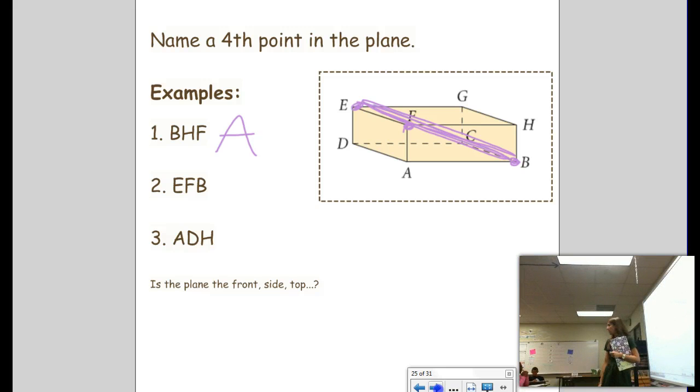So what's the fourth point? Do you see? C. It's C. Yeah, right there. There it is. That is the fourth point in the plane. The answer is C. All right, let's try again.